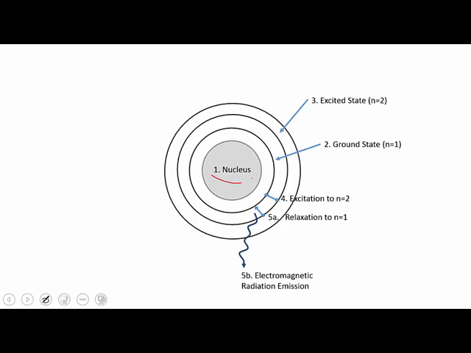So by now you should have filled out this diagram. If you haven't, you are being dishonest and not learning the material to the best that you can, so go back and do it. Alright, so as you can see, here are the answers. In the middle we have the nucleus. Number 2, we have the ground state at n equals 1. 3, excited state, n equals 2. 4, excitation. 5, relaxation. And 5b, electromagnetic radiation emission, or as I've said, light.